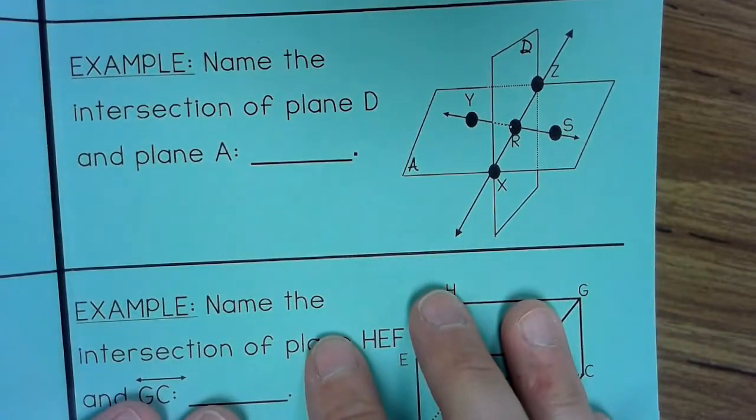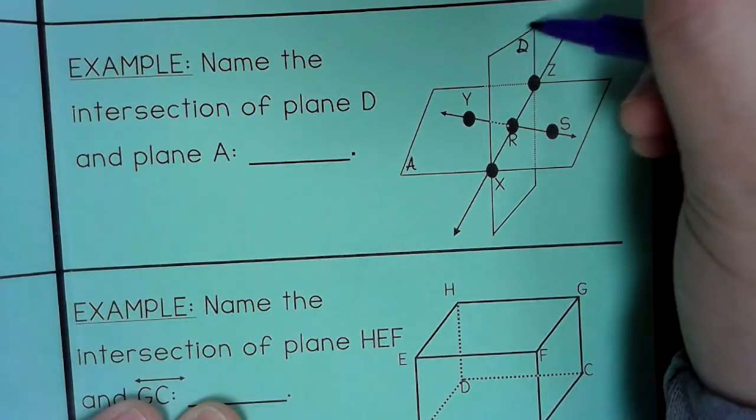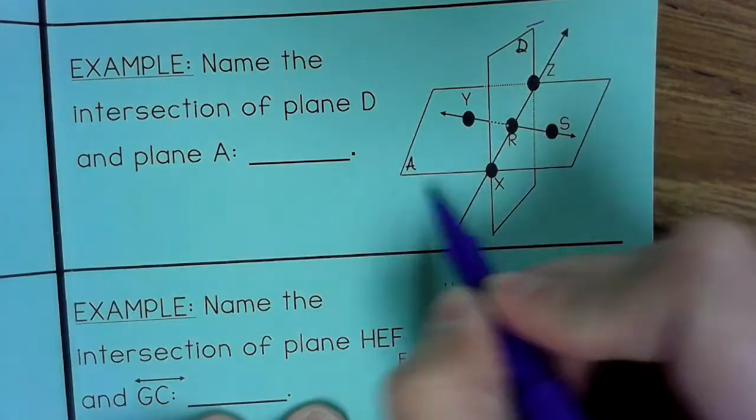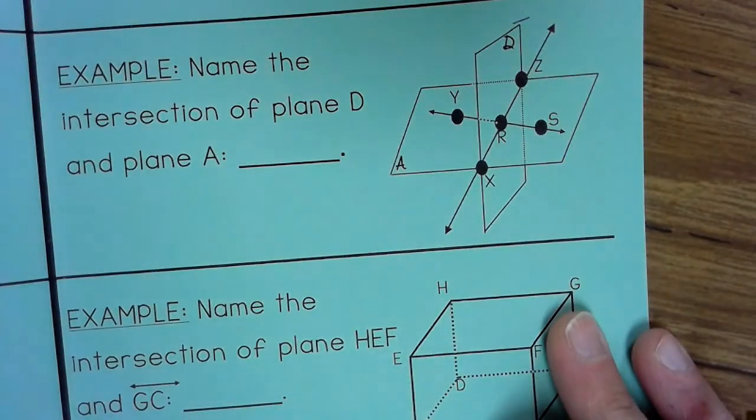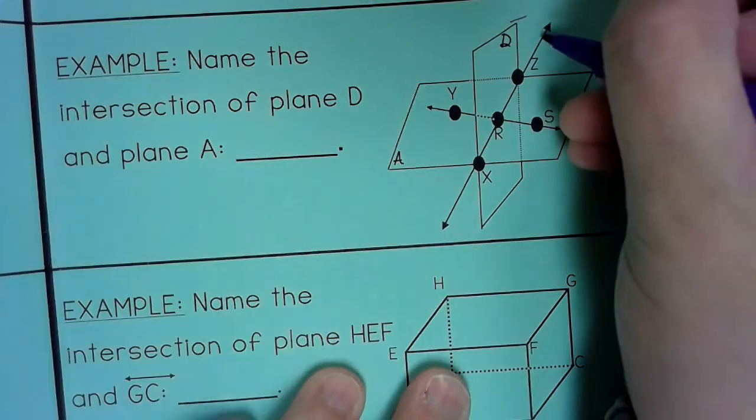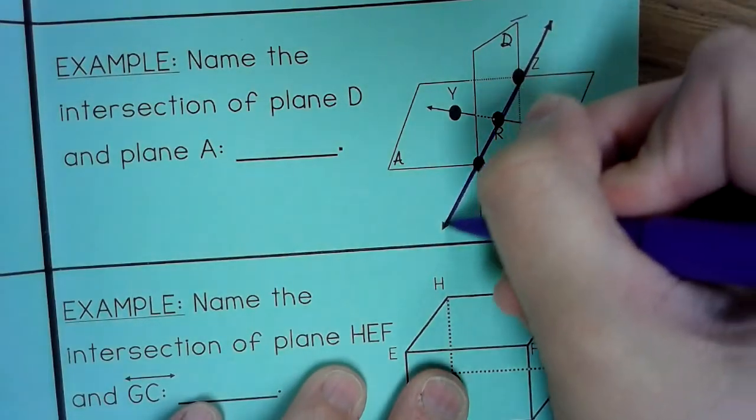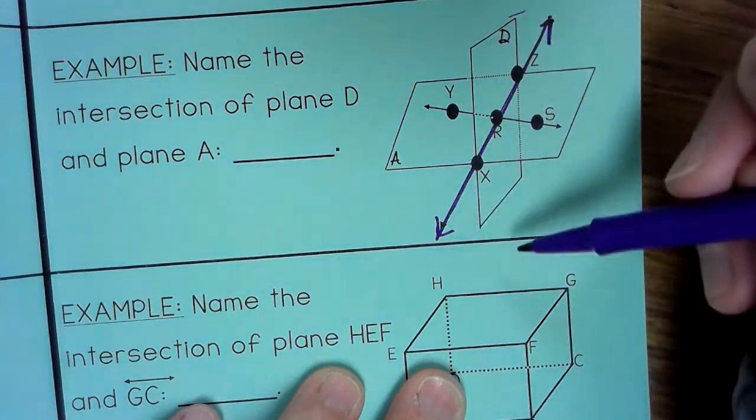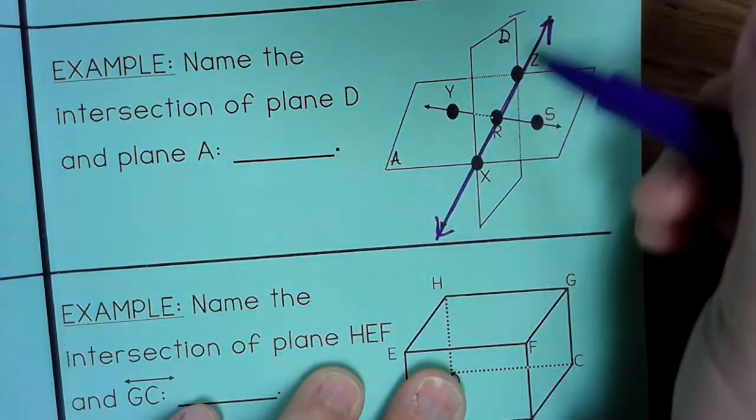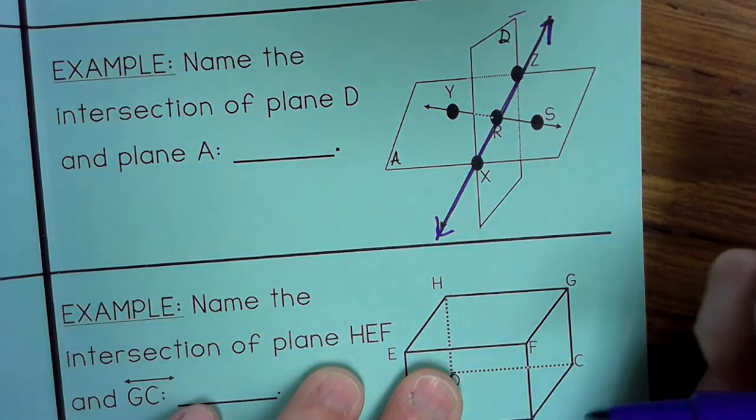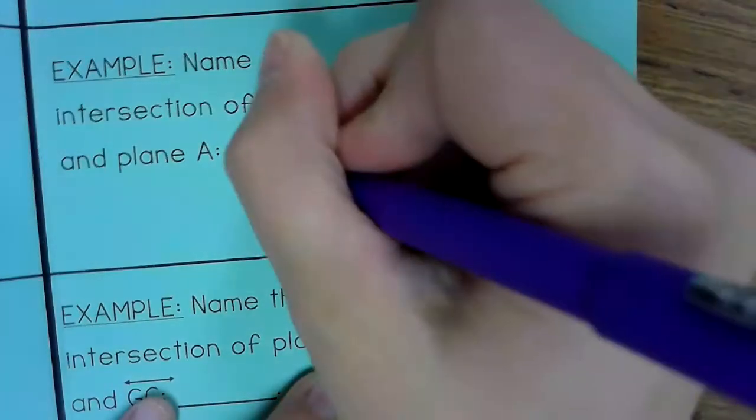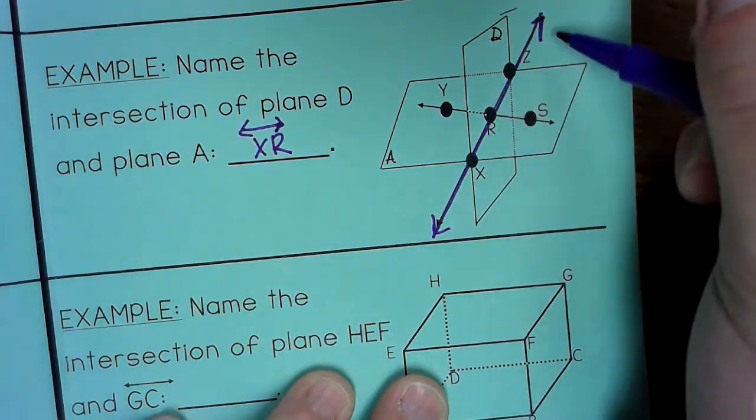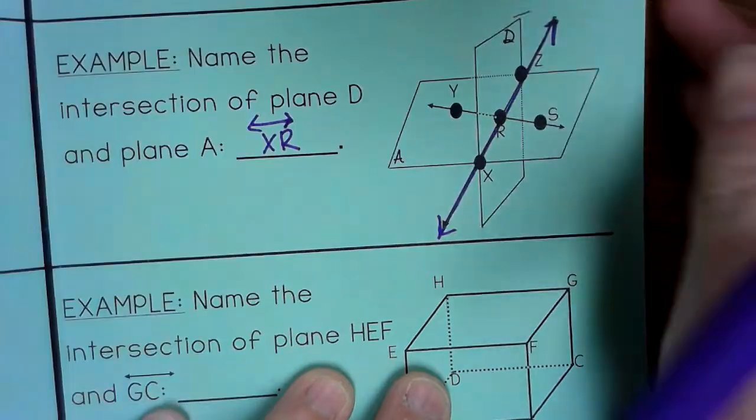Name the intersection of plane D. So here's plane D and plane A. So what's on both of those planes essentially? If you look at that, we're looking for a line. This line right here is where those two planes meet. It goes through plane D and it goes through plane A. Remember, you can name the line with any 2 points you like on that line. I'm going to name it line XR because that's what I see first. You could have named it line RZ or line ZX as well.